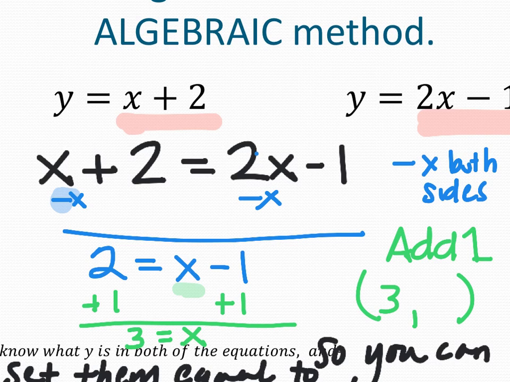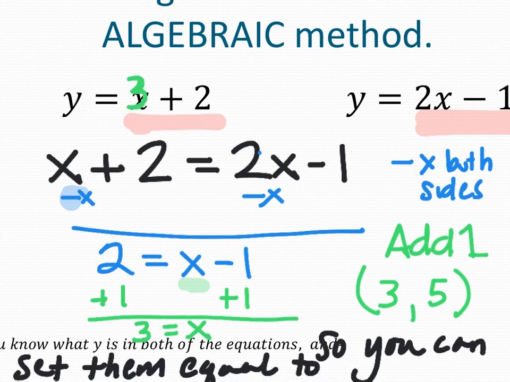I know what x is in one of them, and it's got to be the same x in the other one. I know what x is in both of them. Now I want to find out what the y is in both of them, but I only need to plug it into one because it should get you the same answer unless you've made a mistake. So I'm going to plug x equaling 3 into the first one. 3 plus 2 is 5, y is 5.